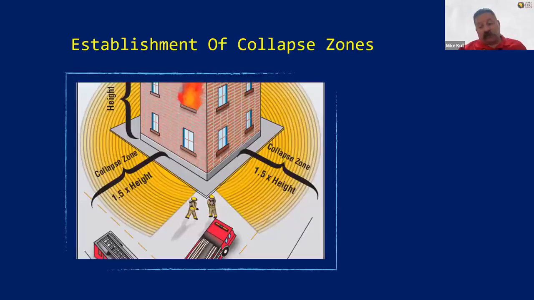If there's a building right next to that, we need to think about what might happen if this building collapses into the one next to it. That could really increase the size of that collapse zone. So if we think we're seeing some of those indicators that we might get a building collapse while we're doing that continual size up of the scene, we're going to have to account for that.